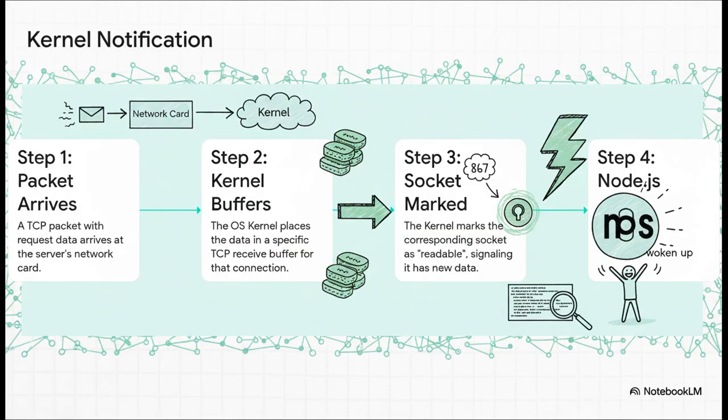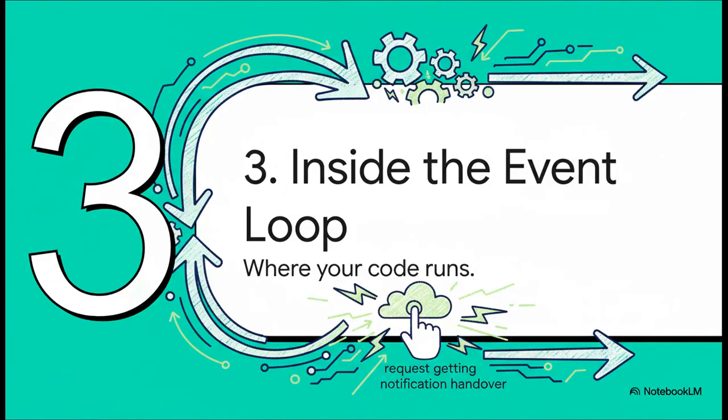A data packet arrives. The kernel snags it and tucks it away in a little buffer. Then, it flips a switch on that connection socket, marking it as readable. The Node.js process, which was basically just chilling, gets an instant wake-up call from the OS that says something like, "Hey, get up! Socket number 867 has data for you." See? Node only ever spins into action when there's real work to do. Okay, the OS has done its part. It's handed off the baton.